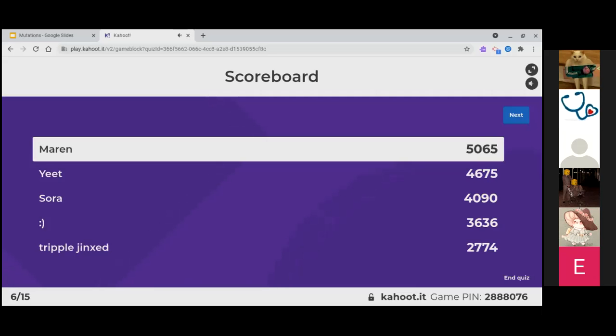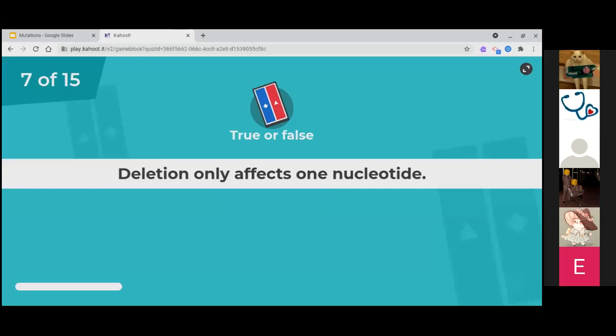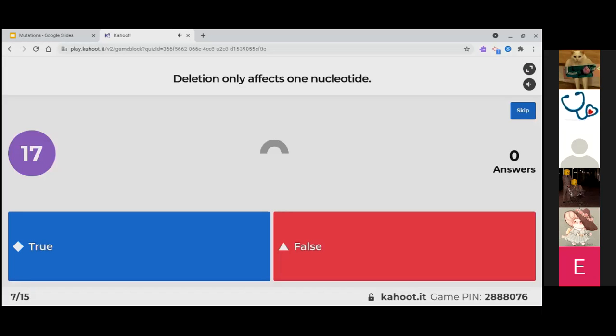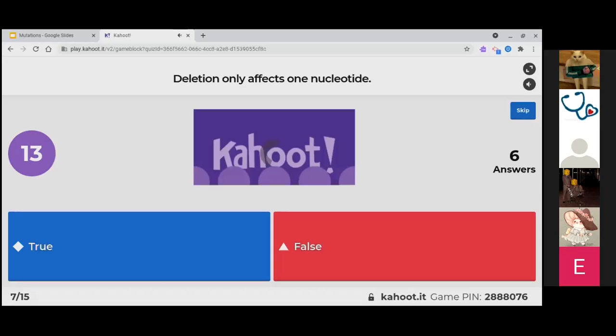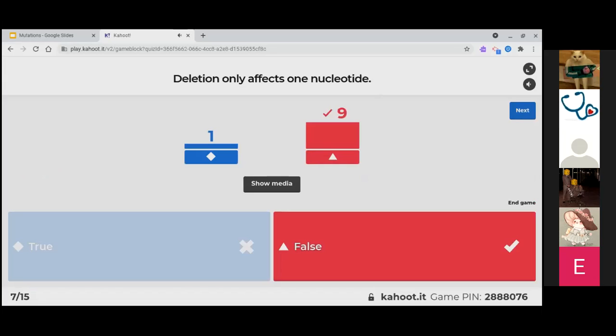Okay, so the leaderboard is staying the same. Next, we have a true or false question. Deletion only affects one nucleotide. Okay, so this is false because if you delete a nucleotide, the nucleotides after it can shift, and that can cause a frame shift mutation.